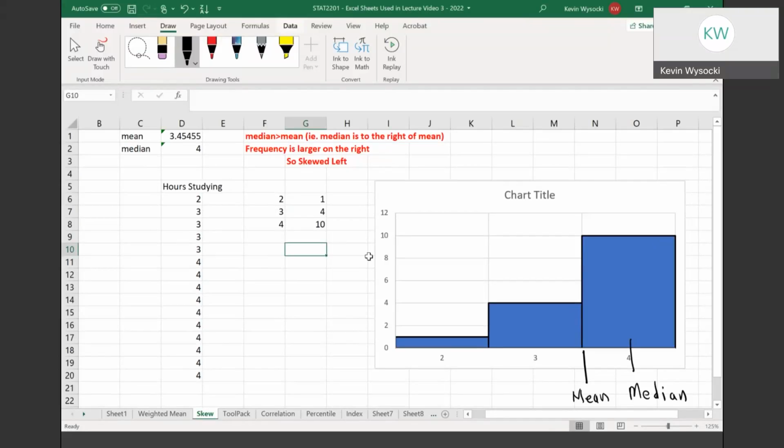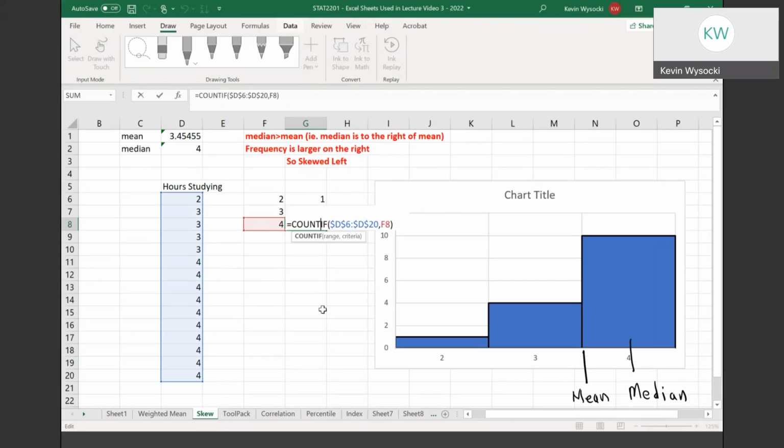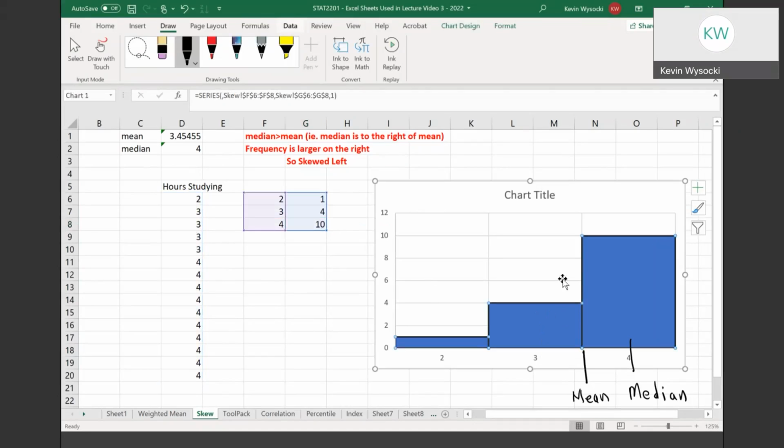All right, so I just made up some fake data to show you this skewness thing. So we have the hours studying. So this is probably for the statistics course here, right? So we have some data points. I created a first frequency chart over here. So we had one occurrence that had 2 hours studying, let's say, 4 occurrences, 3 hours studying, and 10 occurrences, 4 hours studying. So if we look at the histogram on the right, you would call that skewed to the left because it's down to the left.